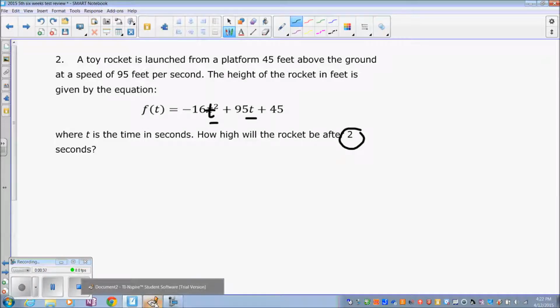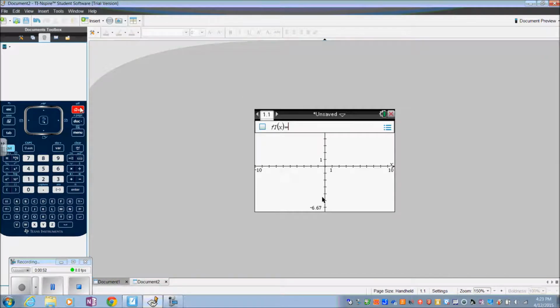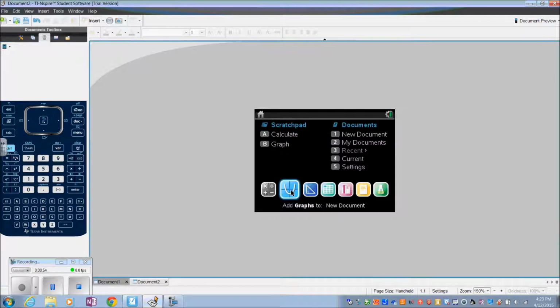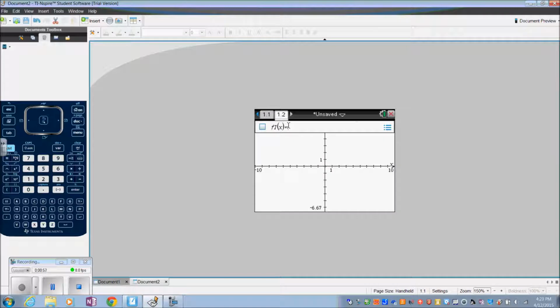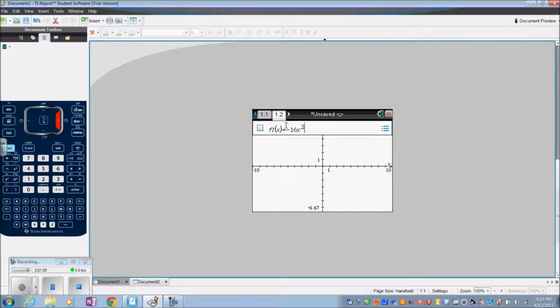But I'm going to show you guys how to put it in your calculator and call up your t chart, because we know t or x is going to be equal to 2. So we just need to figure out when x is 2, what is y. So let's go to your calculator, and from the start menu, you're going to go down to your graph, and we're going to type in negative 16. Instead of t, I'm going to do x. It won't work if you put t. Squared plus 95x plus 45.